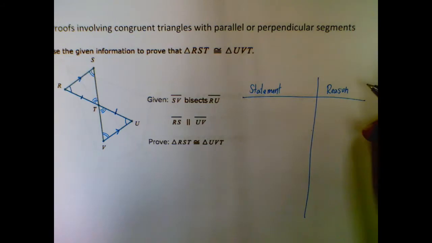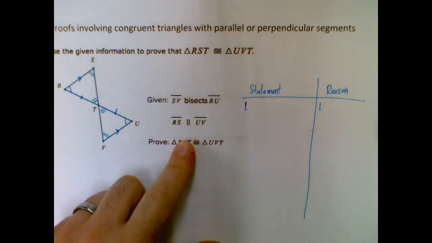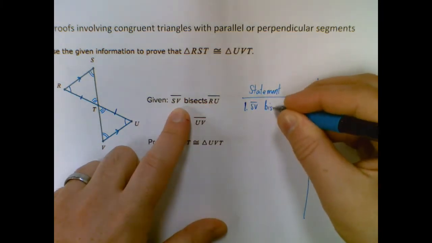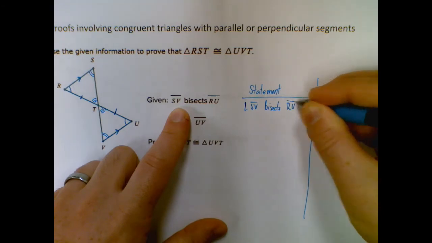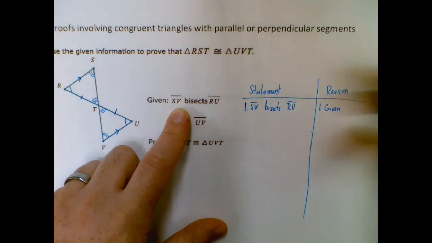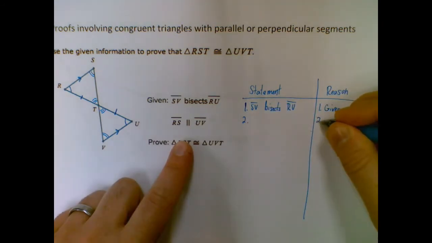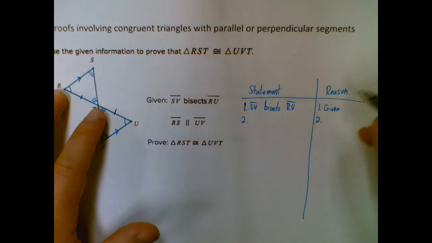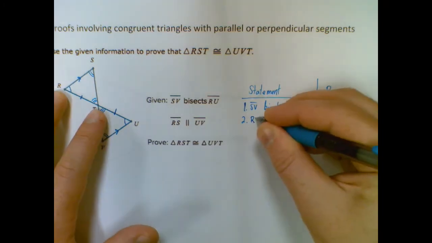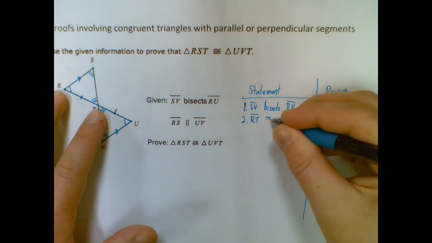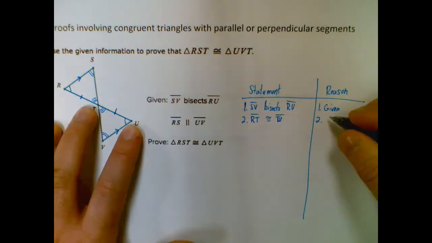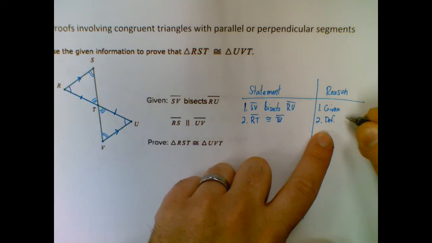Okay. All right. So first things first, let's go ahead and talk about our givens. So we know that SV bisects RU because that's given. And what information do I know about that? Why do I care? It's because I know that where their intersection point is, T, makes RT congruent to UT or TU, however you want to name that one, doesn't really matter. Okay, and that's the definition of bisect.